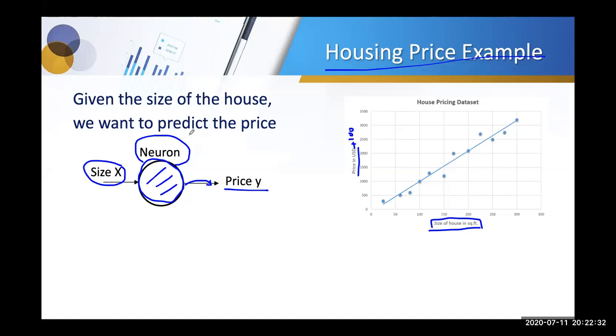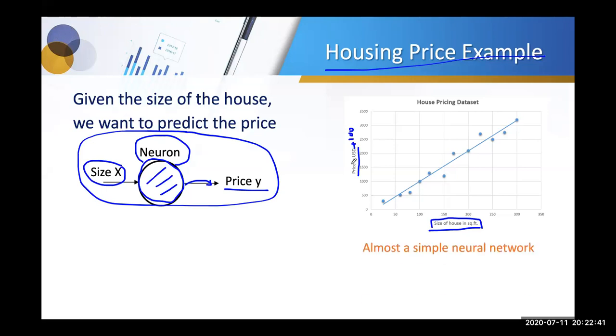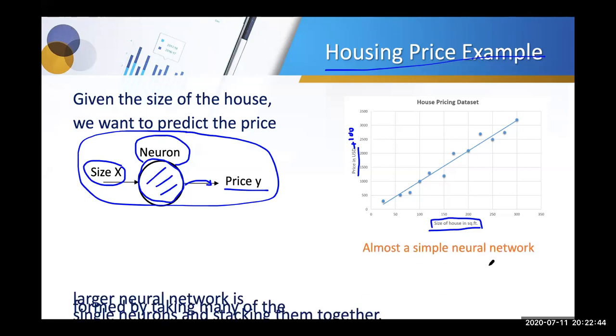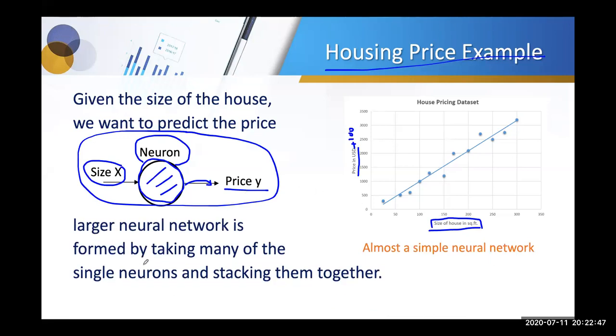Okay, so this is a very simple illustration of a neural network. As I said, it is almost a simple neural network. In general, a neural network is formed by taking many single neurons and stacking them together. In this case, we just said we have one neuron, but in practice, we normally stack a lot of these neurons together and use them in order to produce the result, the output, which is the price in this case.